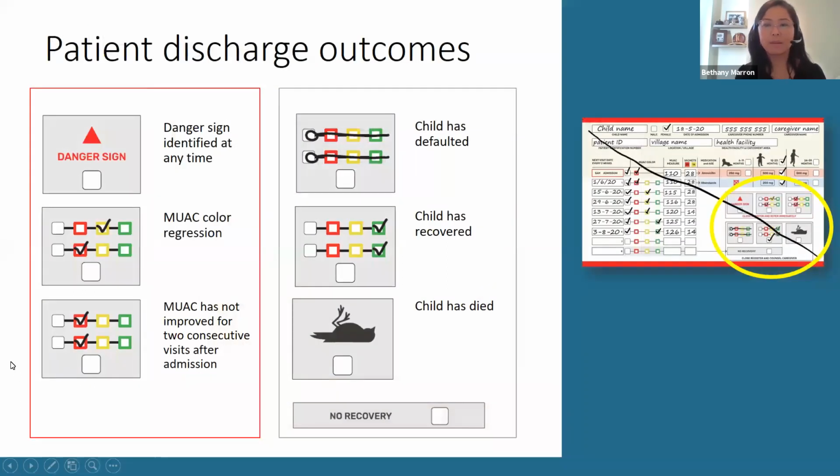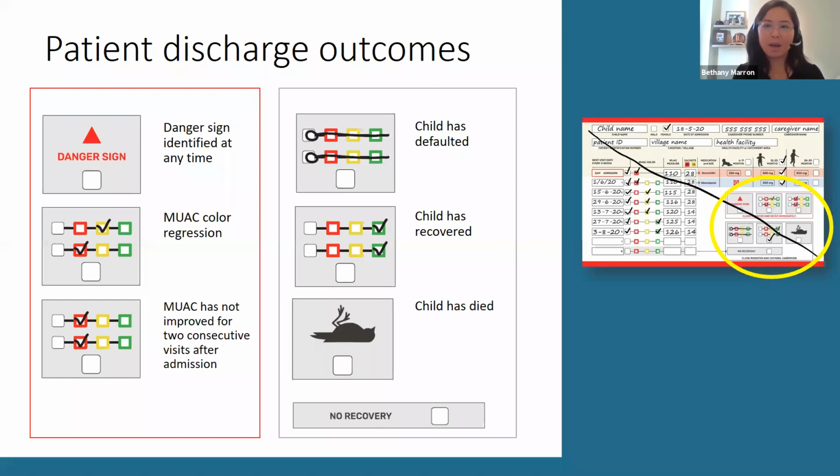Next slide. Okay. So finally, before I close this portion of the presentation, I want to revisit the patient discharge outcomes. As I mentioned, a child will be entered into a register, 1 child per page. Their admission and follow-up information will be entered. And then at some point, every child who is enrolled by a CHW will meet a discharge outcome.